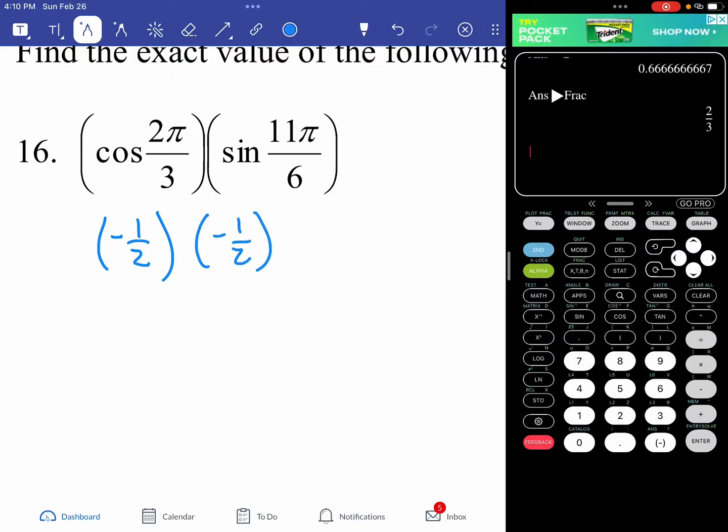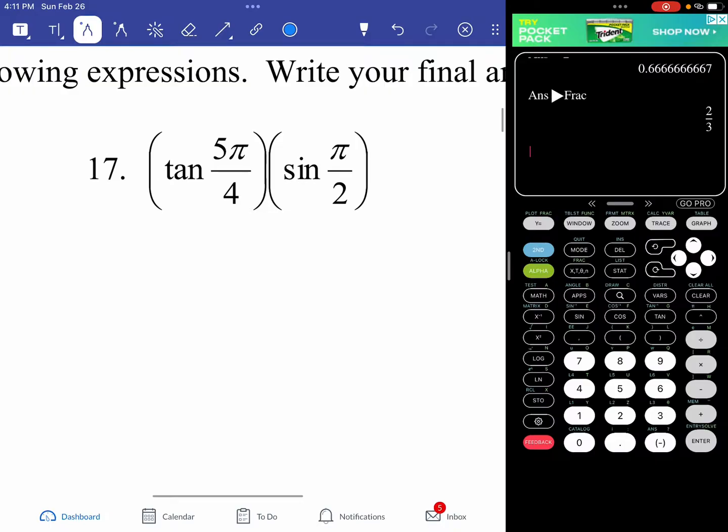Now we're just going to multiply these things together. So negative times a negative is positive. 1 times 1 is 1. 2 times 2 is 4. You get 1 over 4. Okay. Next, tangent of 5 pi over 4.